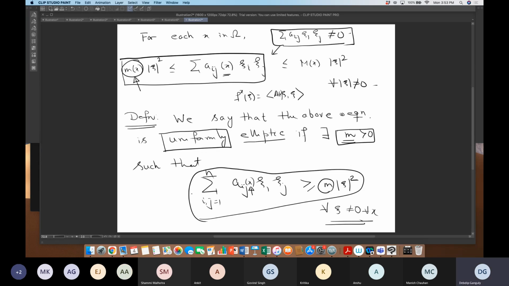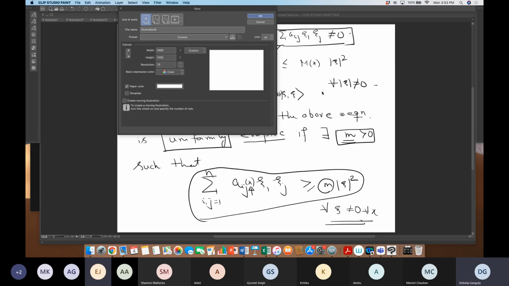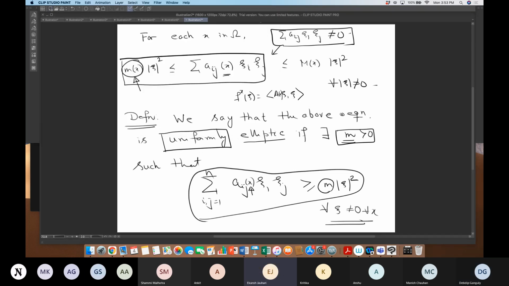Yes. Okay. Good. Sir, we don't have an upper bound here, capital M? We are not bothered about that. This comes free from ellipticity, not found. Uniform ellipticity only gives you the lower bound. Clear? Yes, sir.